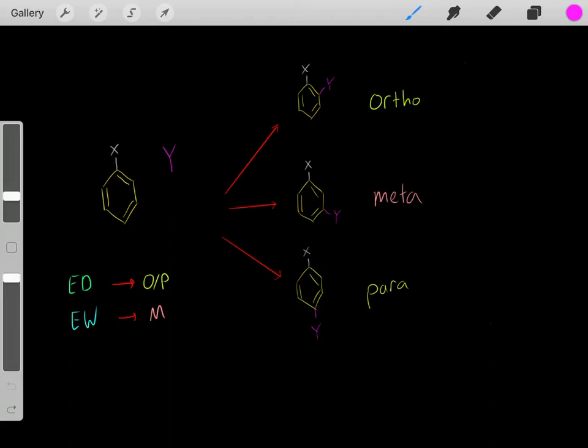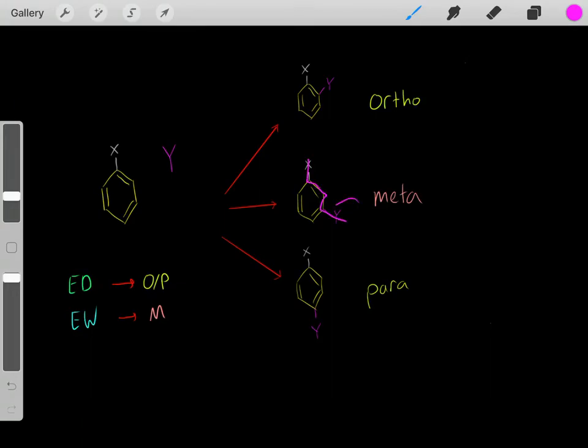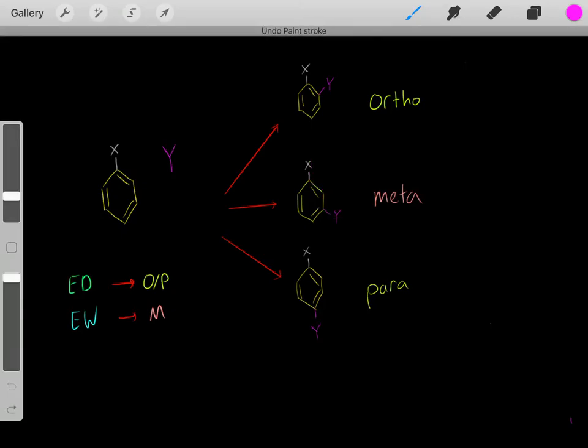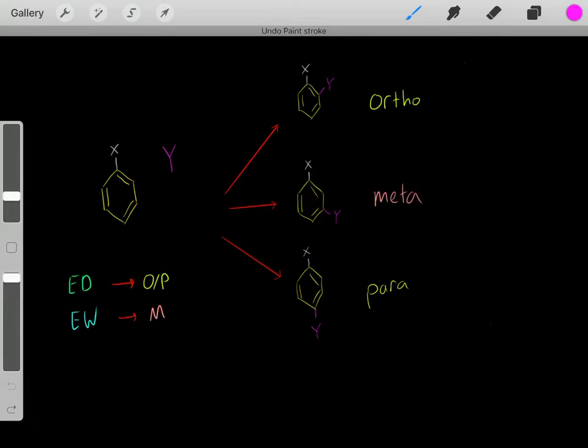And again, I like to personally remember this because this is the meta position to this X functional group, because this forms an M. When we add it in the meta position, we form something that resembles an M. So that's how I remember meta. And again, this is the para position because these are parallel. So that's straightforward. That's how I remember the para position.